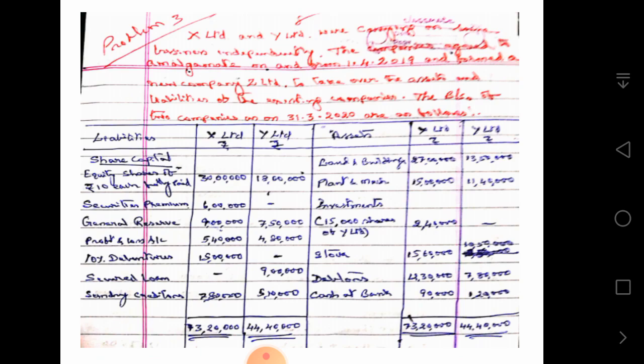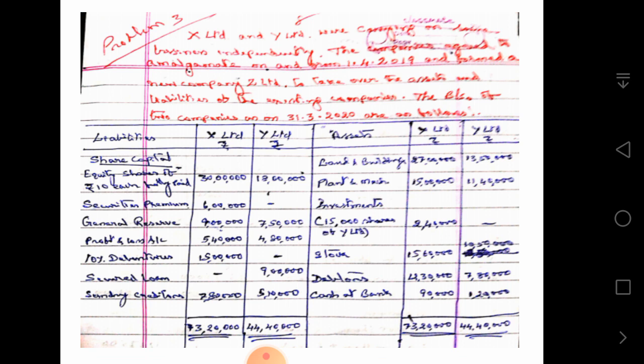Okay, we shall move on to the third problem. X Limited and Y Limited were carrying on the same business independently. The companies agreed to amalgamate on and from 1st April 2019 and formed a new company, Z Limited, to take over the assets and liabilities of the existing companies. The balance sheets of the two companies as on 31st March 2020 are as follows.